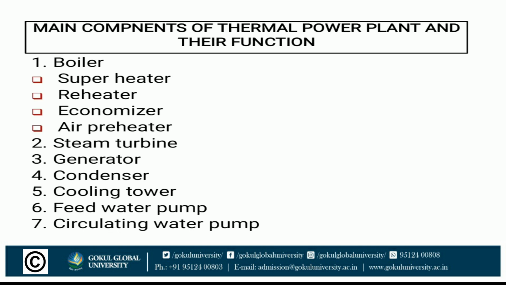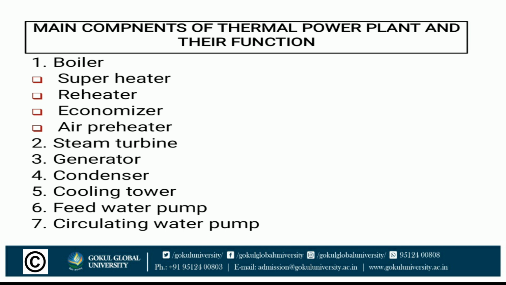Main components of the thermal power plant and their function. First one, boiler. It is a closed pressure vessel in which water is converted into steam with the help of heat produced by the burning of coal. The modern high pressure boilers are all water tube boilers, in which water flows through the tubes and the combustion gases flow across the tubes. The high pressure boilers contain separate sets of tubes which constitute heat exchangers as follows.